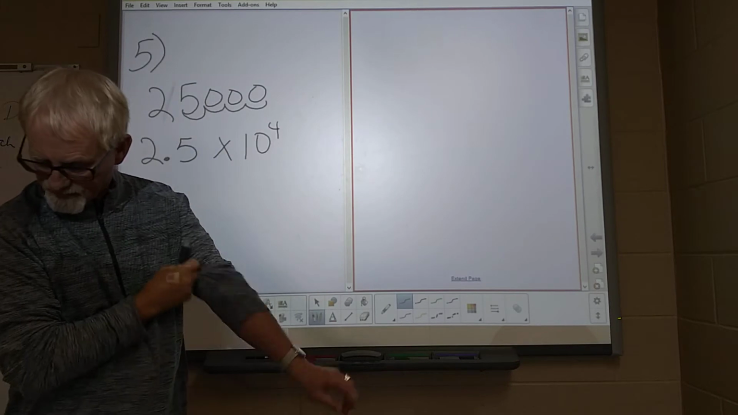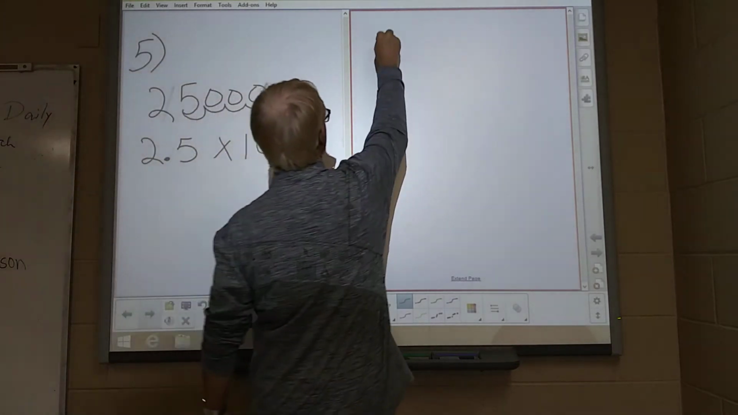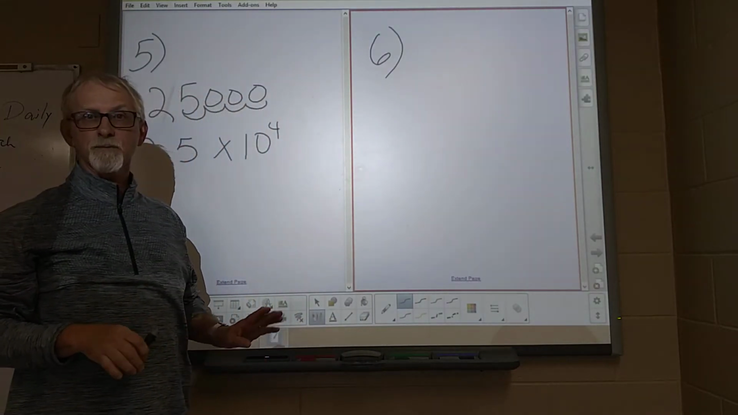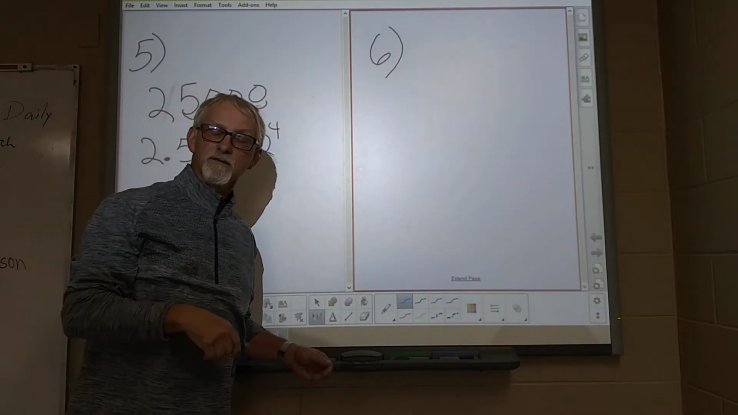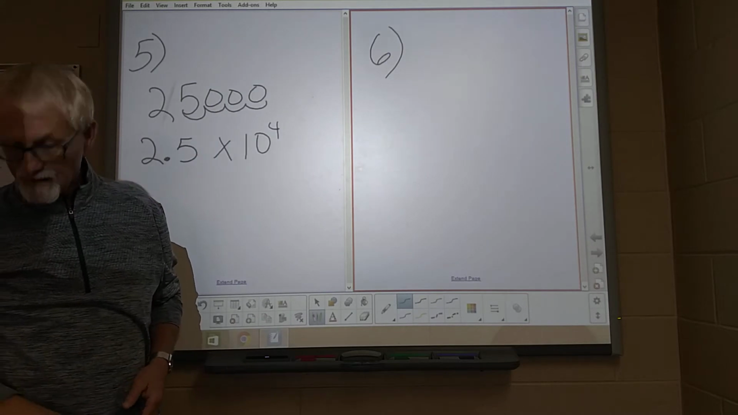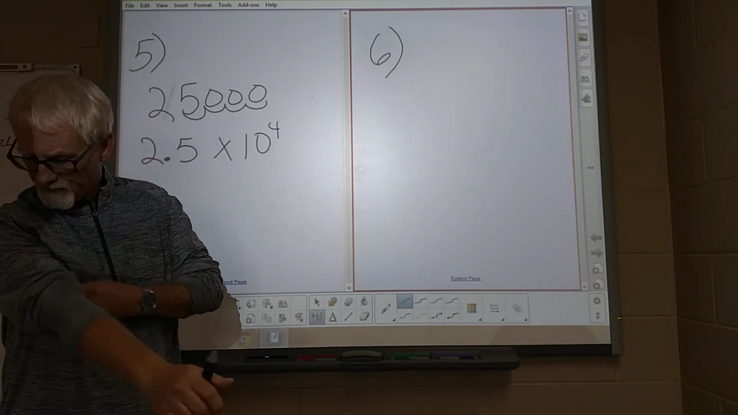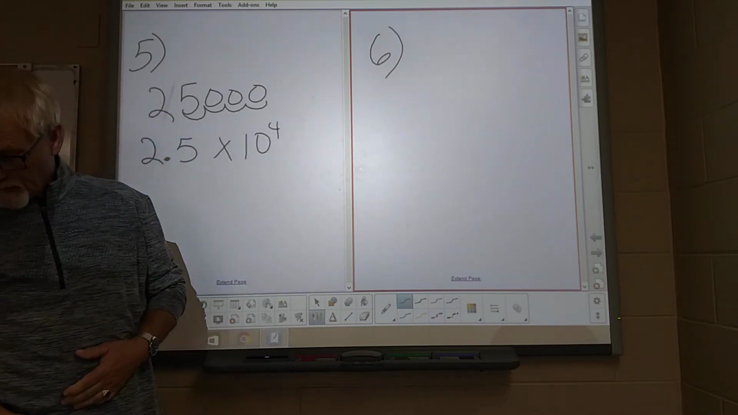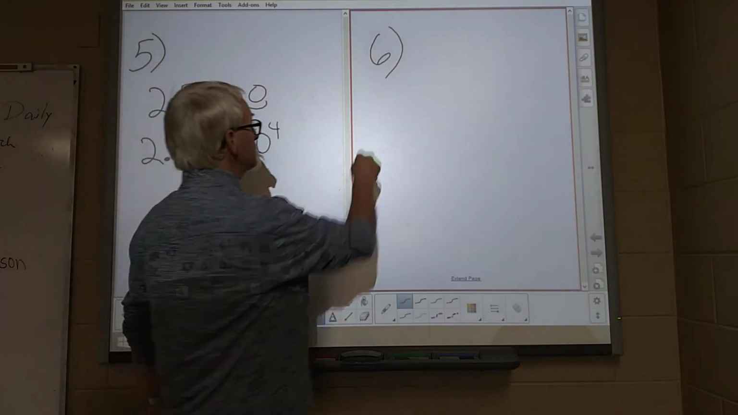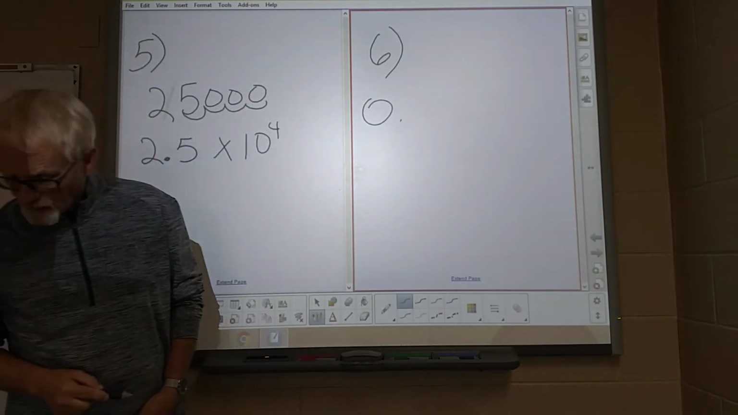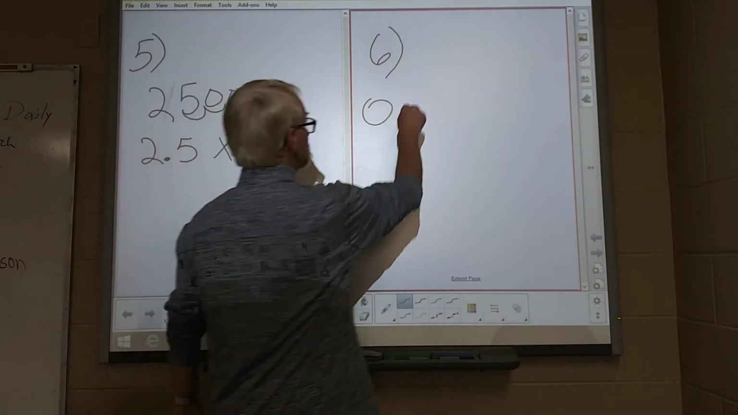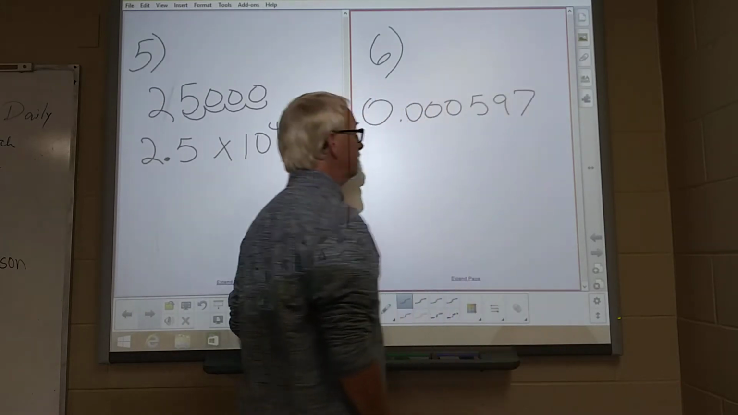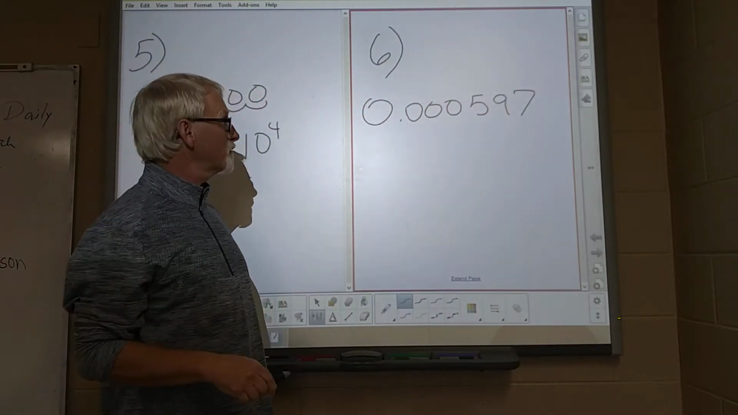And it's number 6. Now remember that negative exponents are decimals, or fractions, I mean. So when you have something smaller than 1, you have to give it a negative exponent. And so we have 0.00597. Again, in scientific notation, only one digit comes before the decimal.